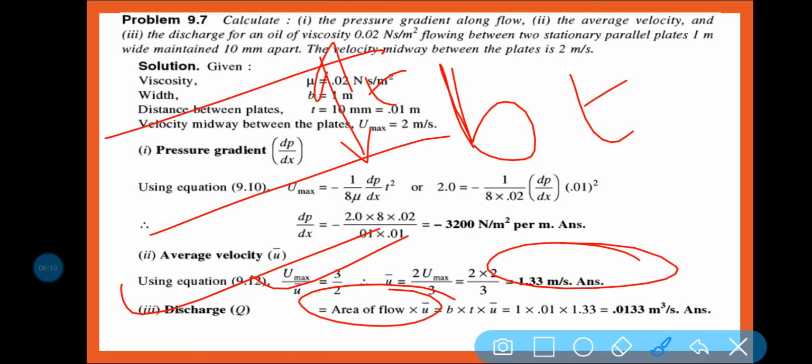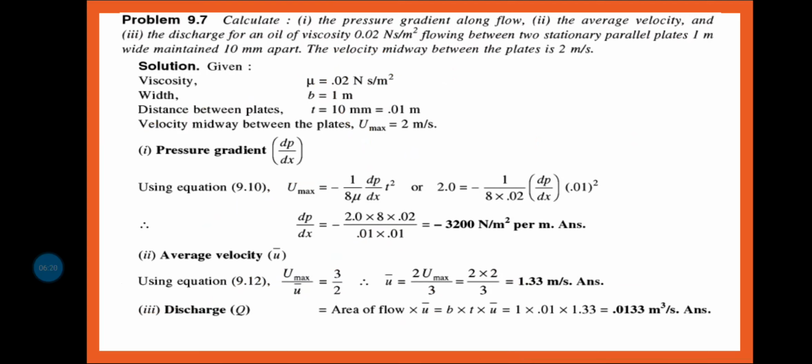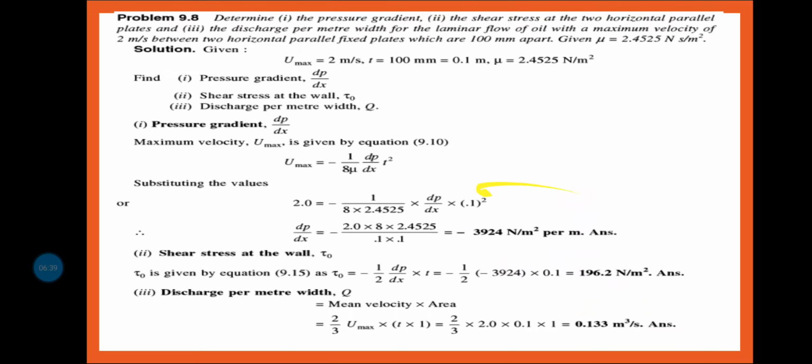So b into 2, b is given 1, t is given 1.1, 0.01, and the average velocity is given 1.30. So 0.0133 meter cube per second is the discharge. Anything else which I have to find out? So question number 3, this is all that I have discussed, that is the answer. Here this is the point 1, this 1 2 3, all the answers you can see here. 9.8, the next problem, it is also a very important problem.